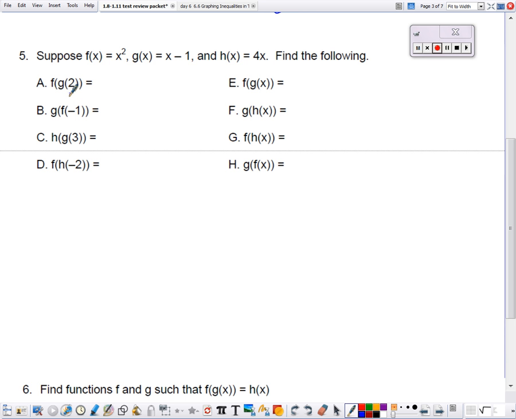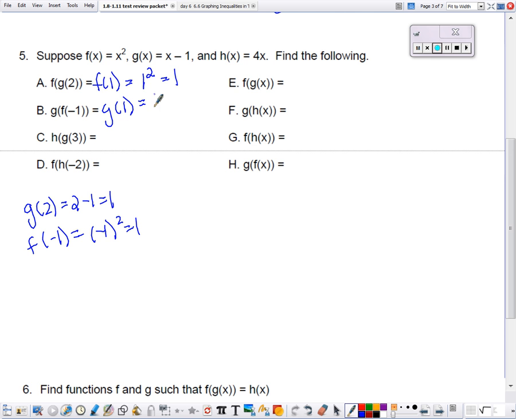So the first thing I need to find here is g of 2. So when I plug 2 in for x, I get 1. So now this is f of 1, which is 1 squared, and that equals 1. For b, I first need to find f of negative 1, which is positive 1. So now g of 1 is 1 minus 1, and that equals 0.